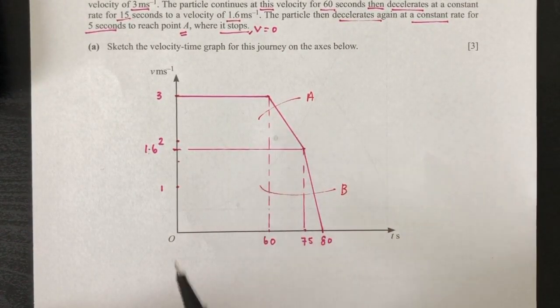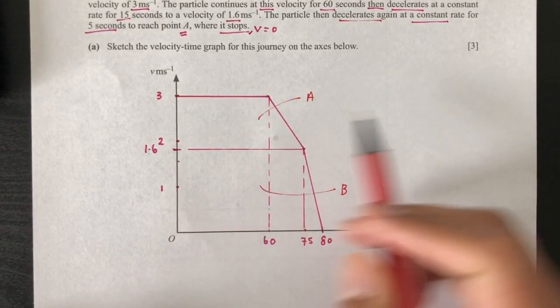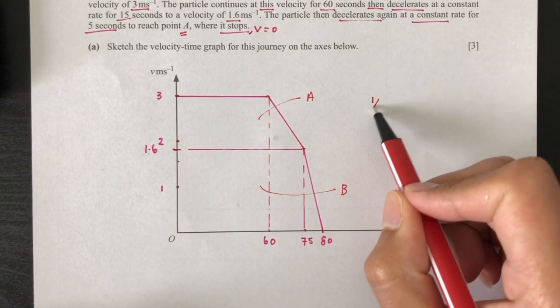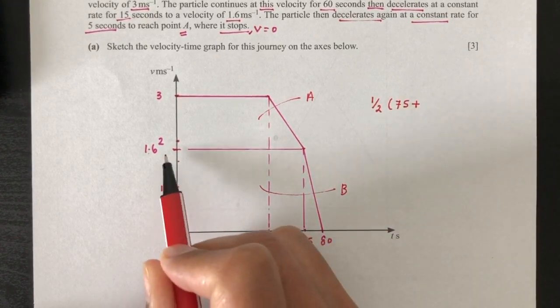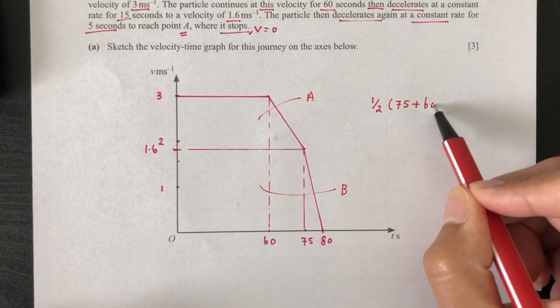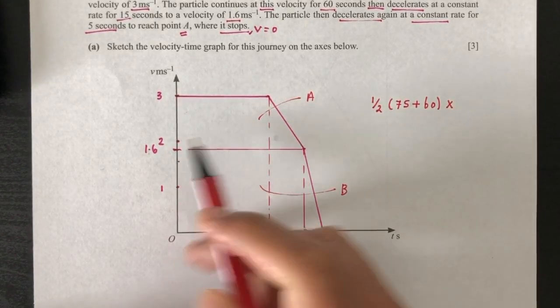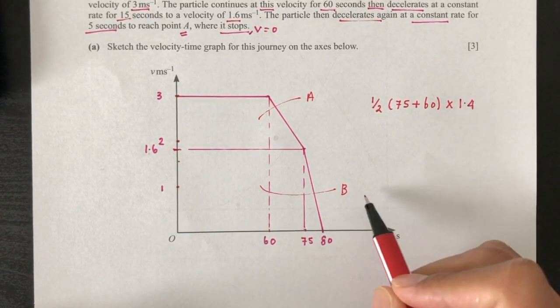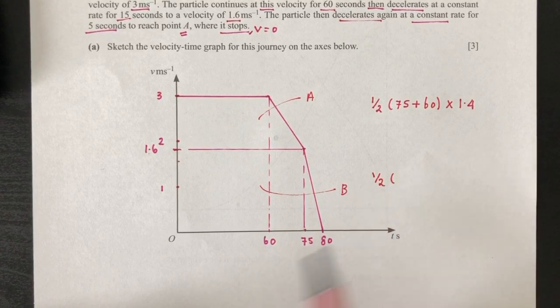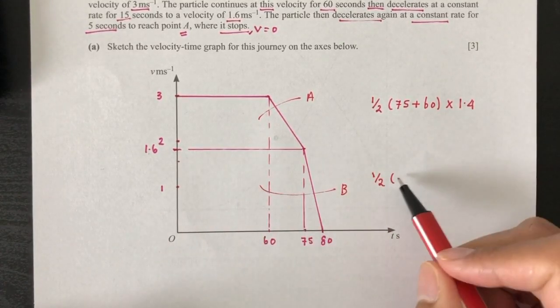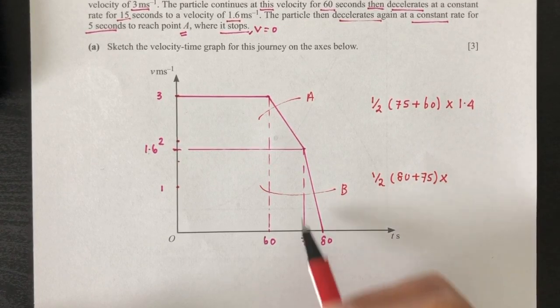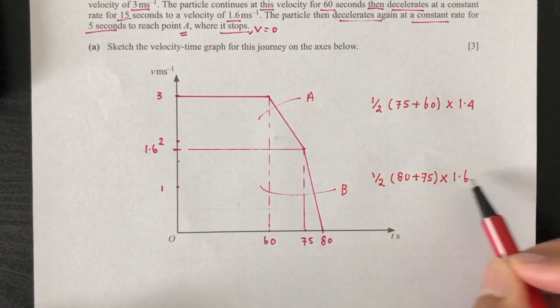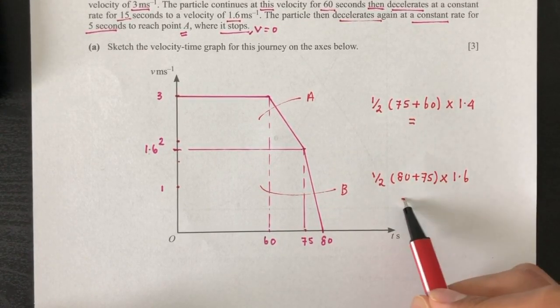So let's find the area of A. This and this will be the sum of parallel sides, so half times 75 plus 60, times the height in between, which will be 1.4. That's the first one. Now for B, half times this side and this side, it will be 80 plus 75, times the height in between, which will be 1.6. So let's solve to find both areas.